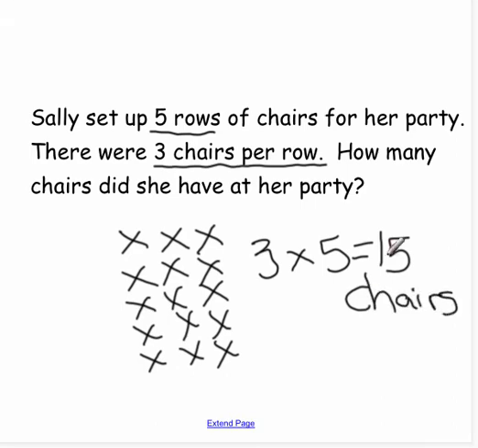Thinking about, does this answer make sense? 3 groups of 5 would be 15. So this answer does make sense.